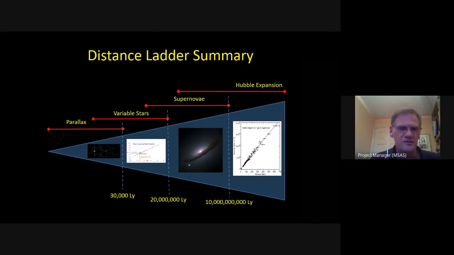Then you've got supernova that overlap with variable stars. That takes you out to about 10 billion light years. And then you've got Hubble expansion of the universe, and that takes you out to the edge of the universe. As I said at the beginning, there are other methods that are used, but pretty much they're the four common ones and the four most normally talked about.